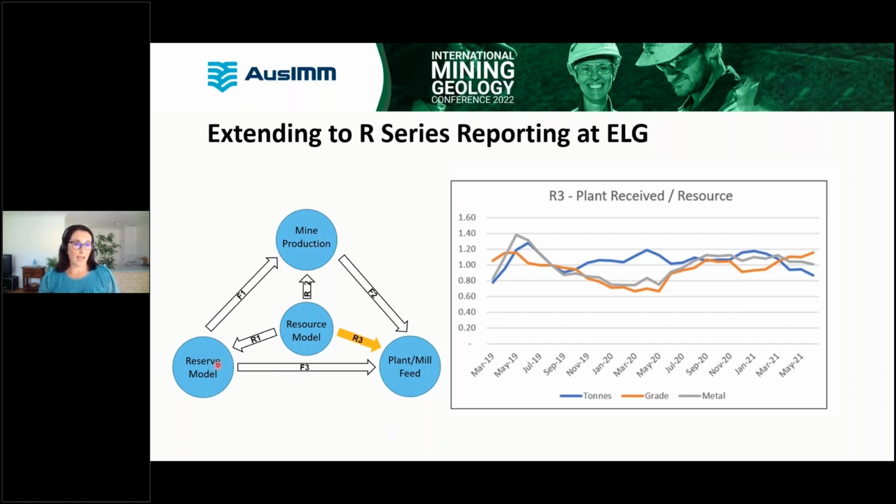Okay, so we're happy with what's happening here. What we're not happy about is what's happening around these grade control models. Well, we're not saying not happy, but we need to understand more about what's happening around those grade control models.